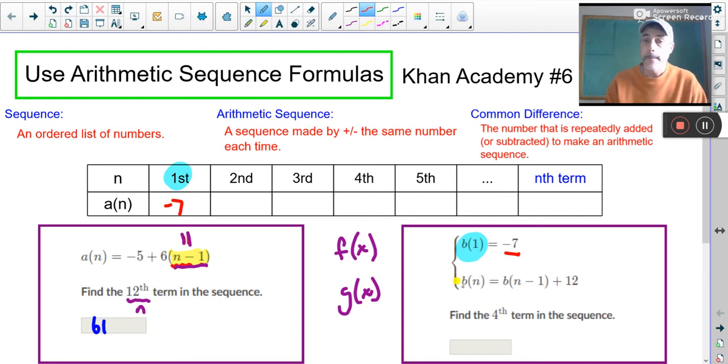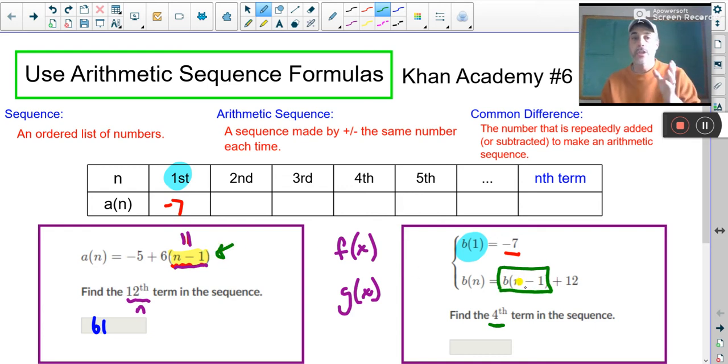Then it says b of n is b of n minus 1 plus 12. Okay, find the fourth term of the sequence. So this b of n minus 1 right here is a little bit like this n minus 1, but it's saying the term. So b of n, the arithmetic sequence formula, means that you take the term before it, that's this, and then you add 12.